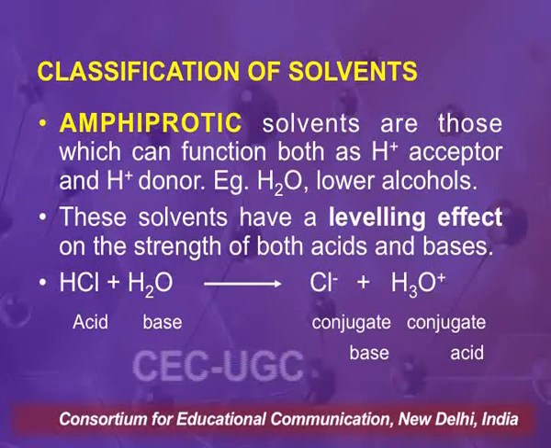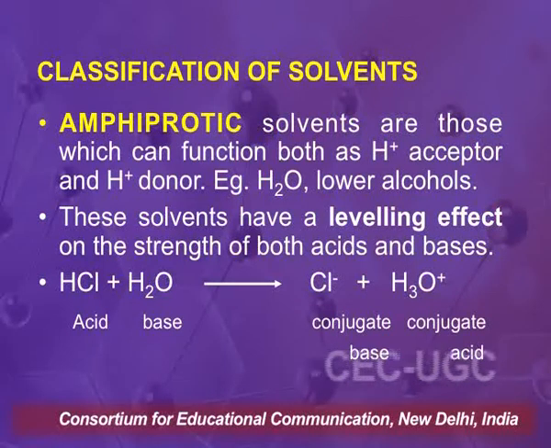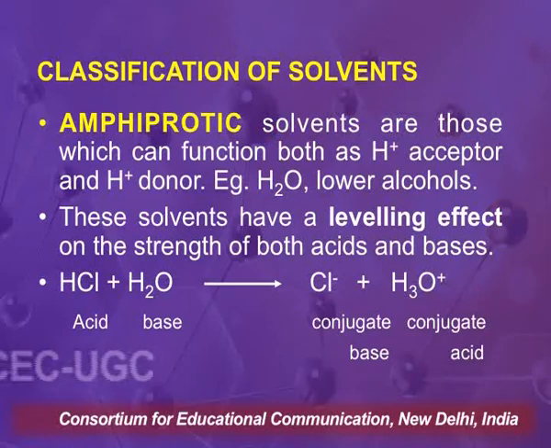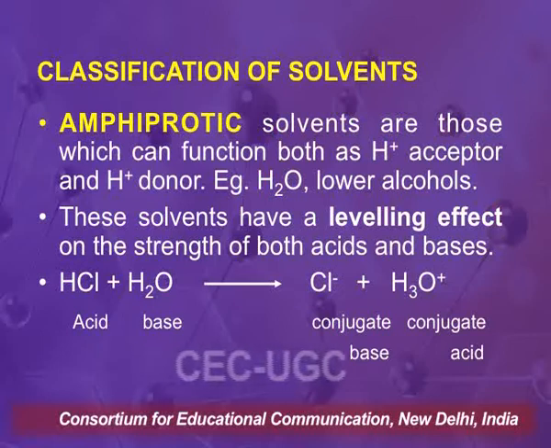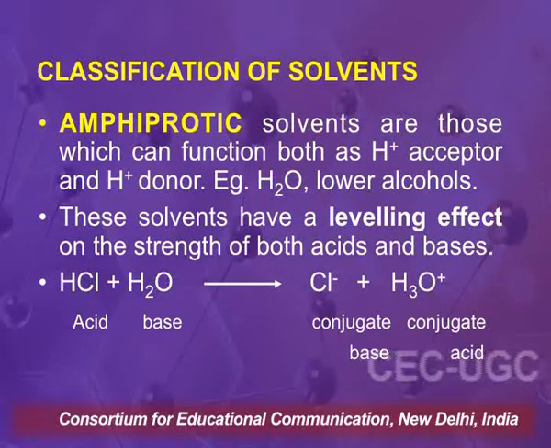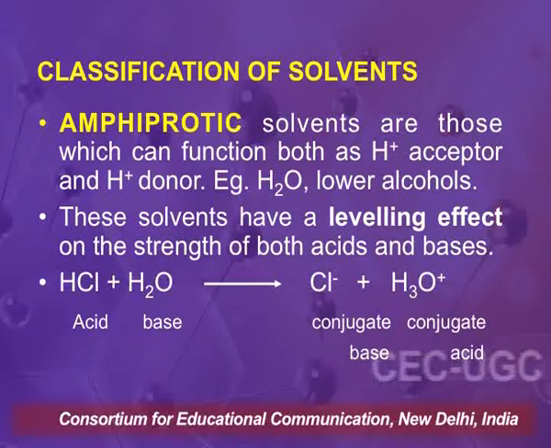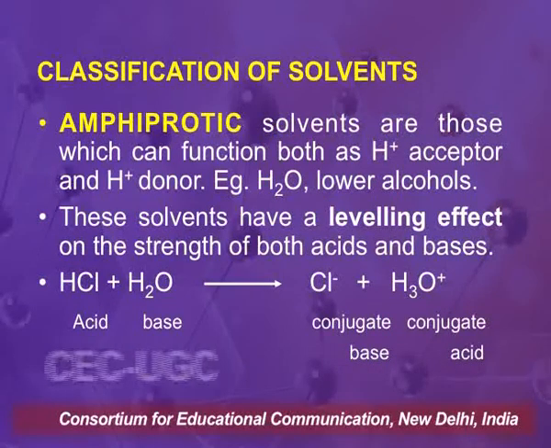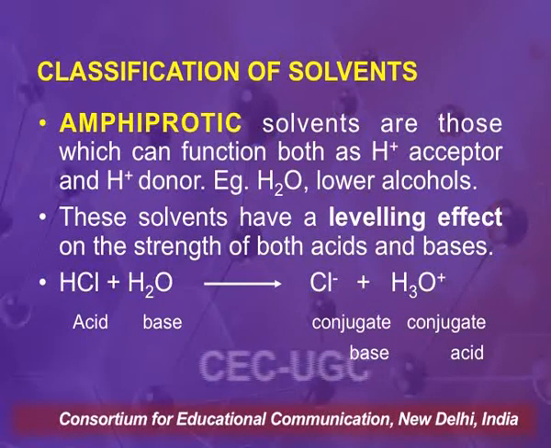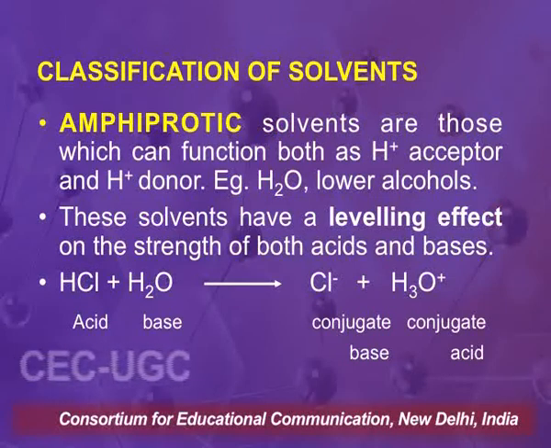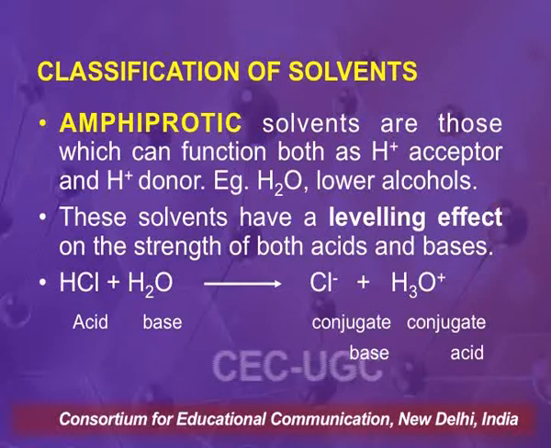That means it has a function or a property of both, and it can accept electrons, or it can donate protons, or it can accept protons as well as donate protons. For example, water and certain lower alcohols which have lower molecular weights. These solvents have a leveling effect on the strength of both acids and bases. So amphiprotic solvents, when we talk about water or lower alcohols, they level the strength of both acids and bases.